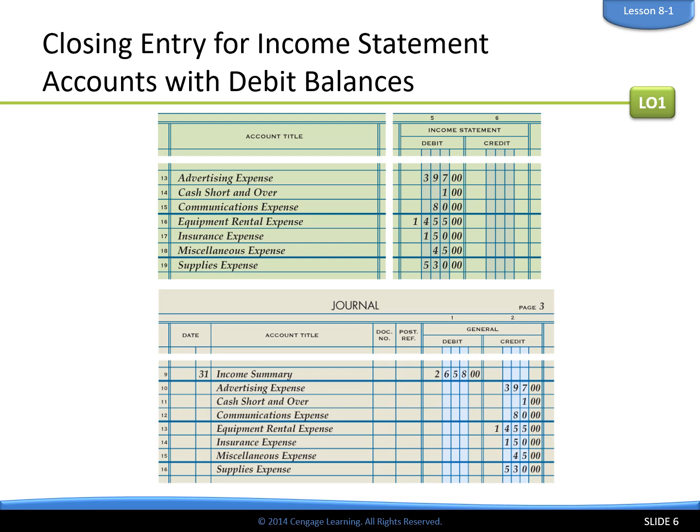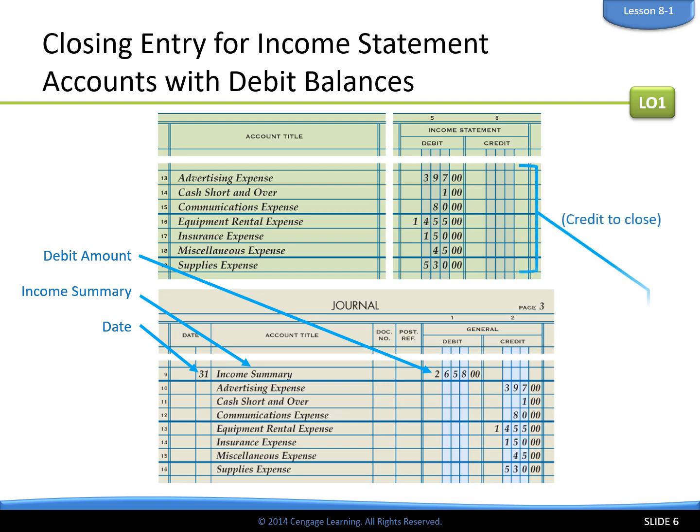in our income summary. Sorry about the dog barking. All right, there's our date, income summary. Guaranteed he's barking at another dog and not a human. Anyway, okay, we have credit to close.